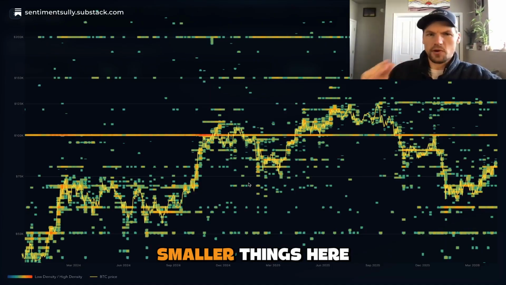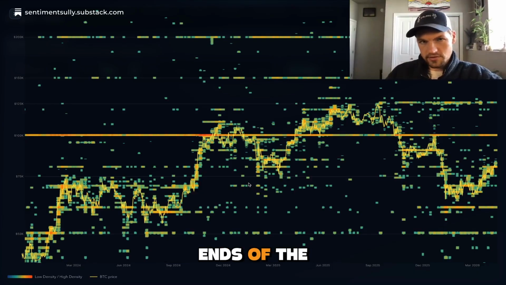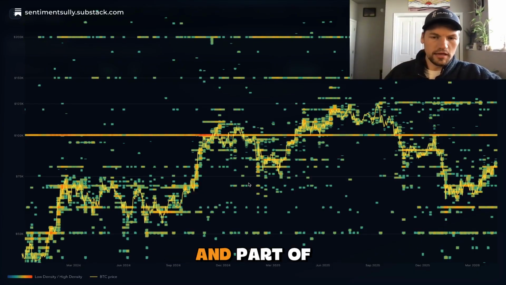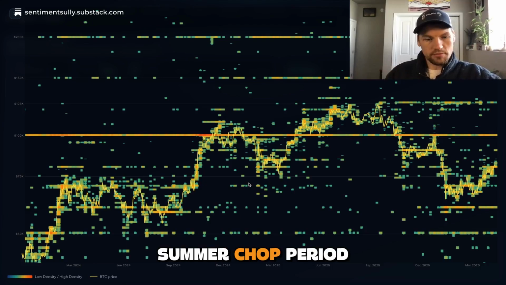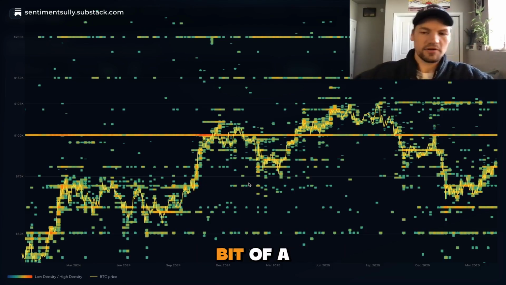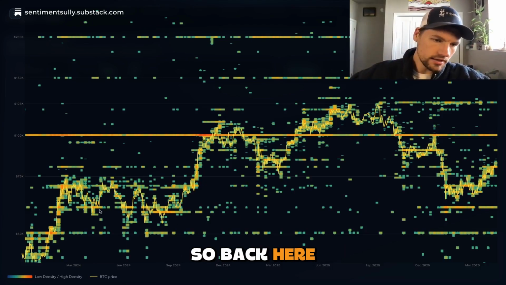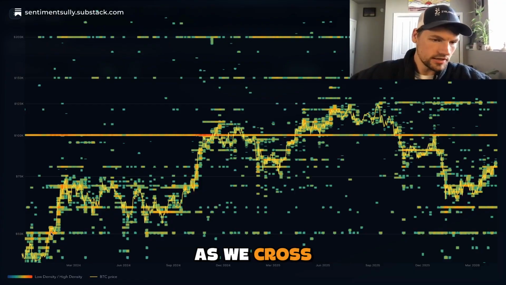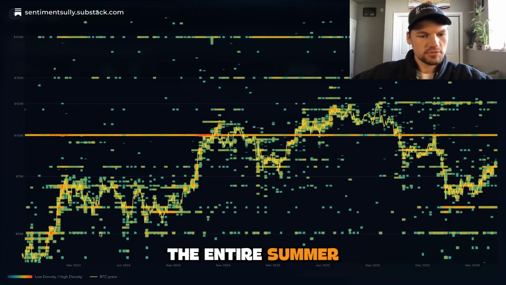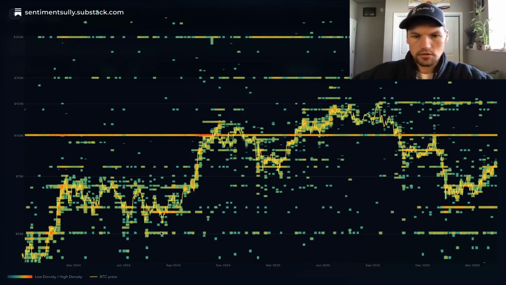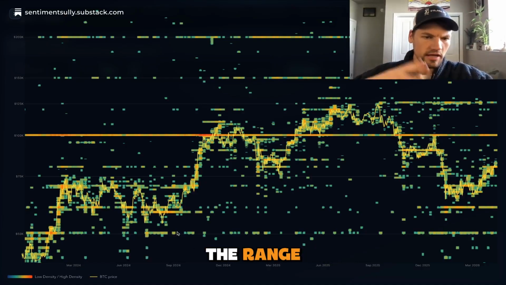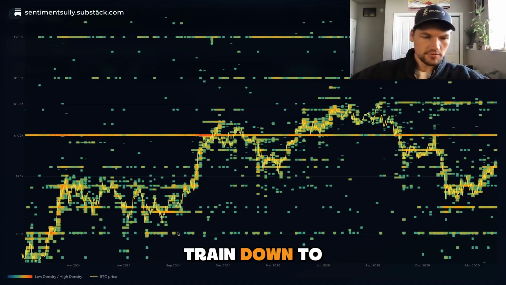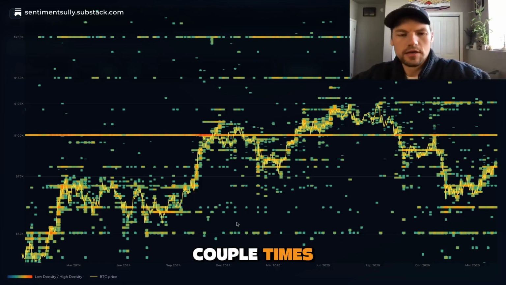But there's some smaller things here in the lower ends of the chart that I think are really telling. And part of the reason I wanted to look back at the summer chop period is because it highlights a little bit of a mood change. So back here, you'll see that this 50K range is what's happening down here. You see hotter density of mentions as we cross the target. And then through the entire summer chop, you see it mentioned pretty frequently. Makes sense. That was kind of the range at which people were worried it was going to trade down to, and I think it did touch that a couple times.